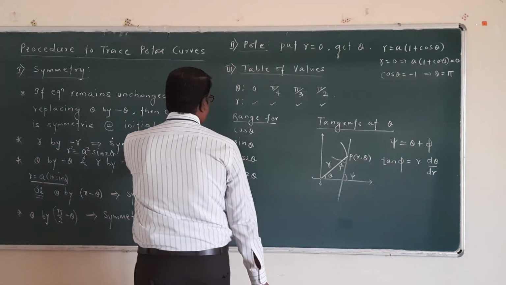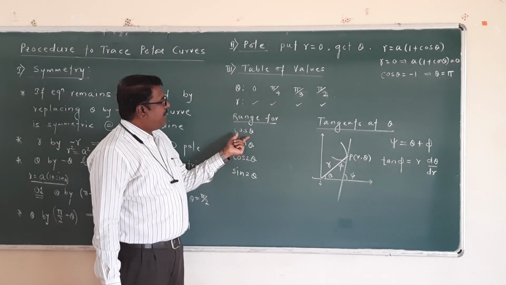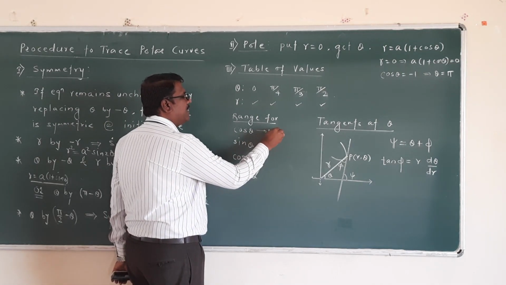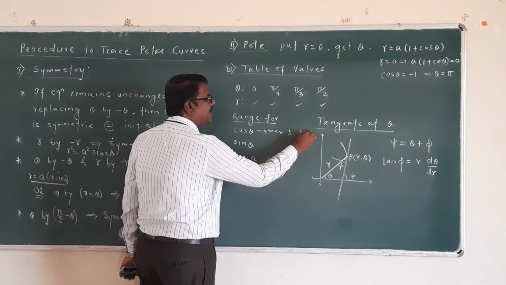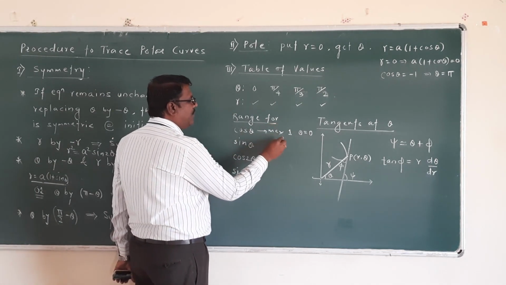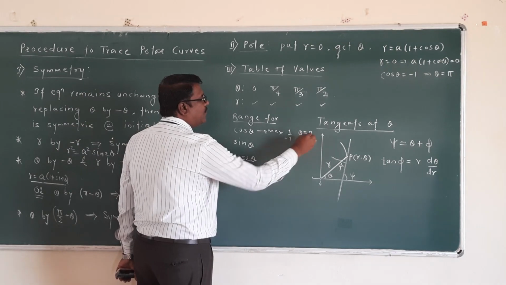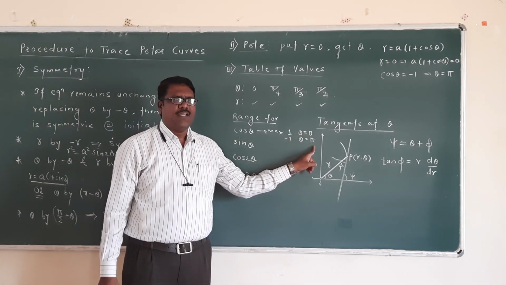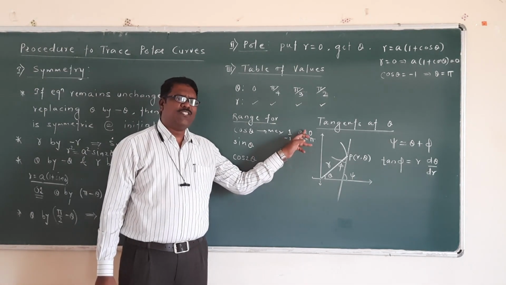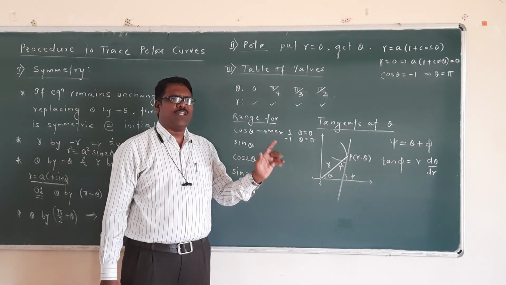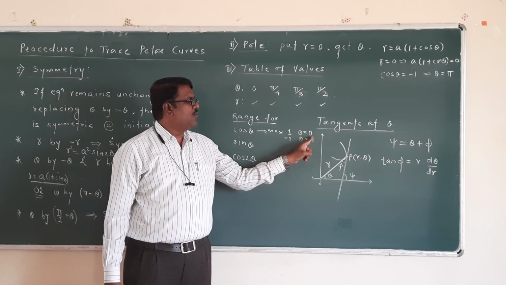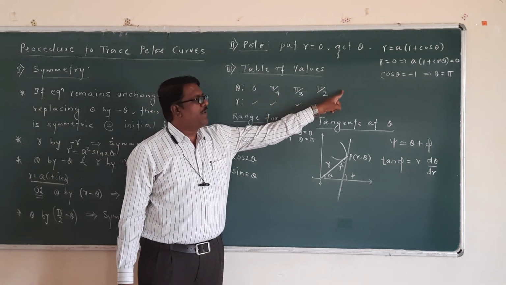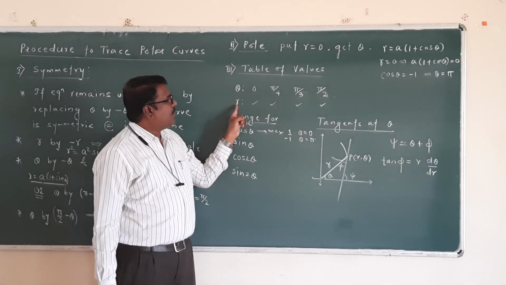If the equation contains cos theta, how to decide the range of theta? Cos theta has maximum value 1 at theta is equal to 0 because cos 0 is 1, and minimum value minus 1 at theta is equal to pi. So if the equation contains cos theta, then take the range of theta from 0 to pi. Again, it is not compulsory that we take only this range. You can take 0 to 2 pi also. But the minimum range required to trace the curve is 0 to pi. So if the range is from 0 to pi, then values of theta will be 0, maybe pi by 4, pi by 3, pi by 2, 3 pi by 4, and then pi. And accordingly calculate values of r.